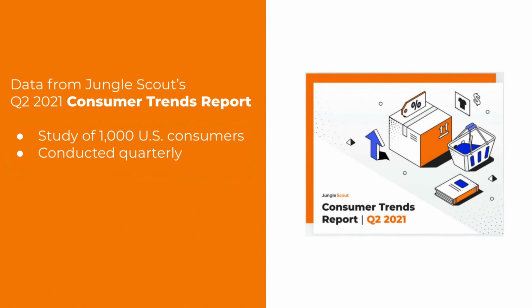Where does this data come from? Jungle Scout surveys 1,000 US consumers on a quarterly basis to understand consumer shopping behavior and how it is ever evolving. This data is from Jungle Scout's Q2 of 2021 Consumer Trends Report. So what did we learn? What are those key insights from the Consumer Trends Report?